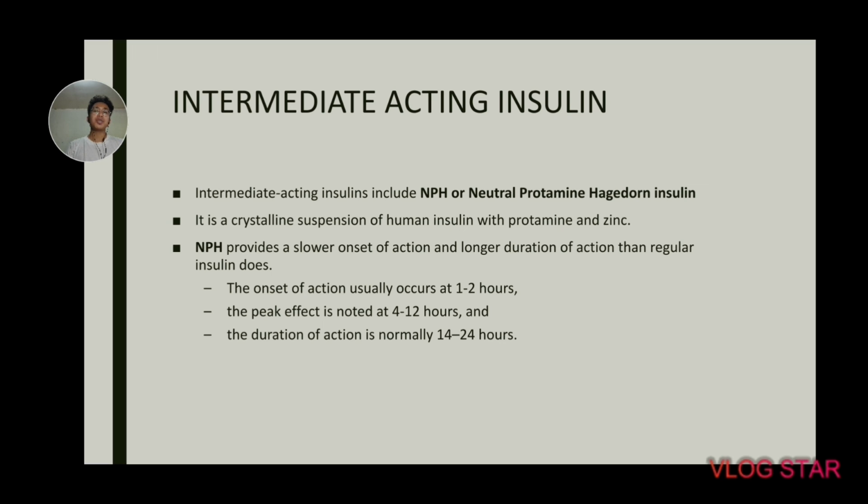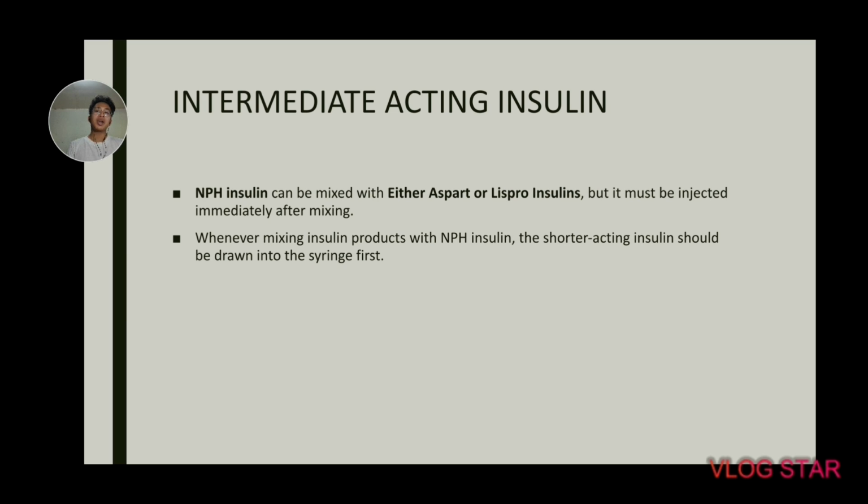Your intermediate-acting insulin includes NPH, or neutral protamine Hagedorn insulin. It is a crystalline suspension of human insulin with protamine and zinc. It provides a slower onset of action but a longer duration of action than regular insulin. Its onset of action is 1 to 2 hours, peak effect is noted at 4 to 12 hours, and duration of action is 14 to 24 hours. It can be mixed with either aspart or lispro, which are rapid-acting insulins, but it must be injected immediately after mixing. Whenever mixing insulin products with NPH, the shorter-acting insulin should be drawn into the syringe first.